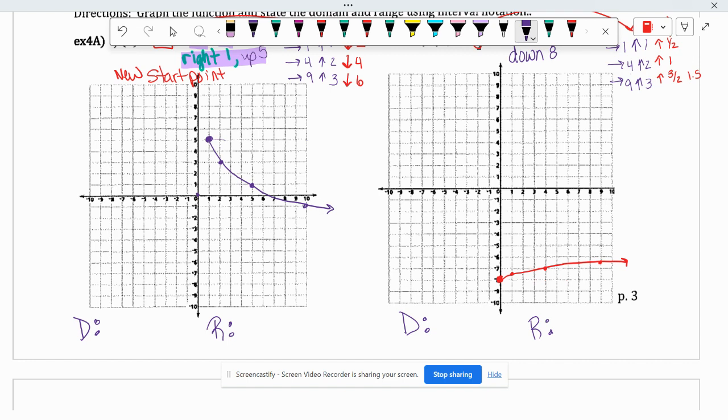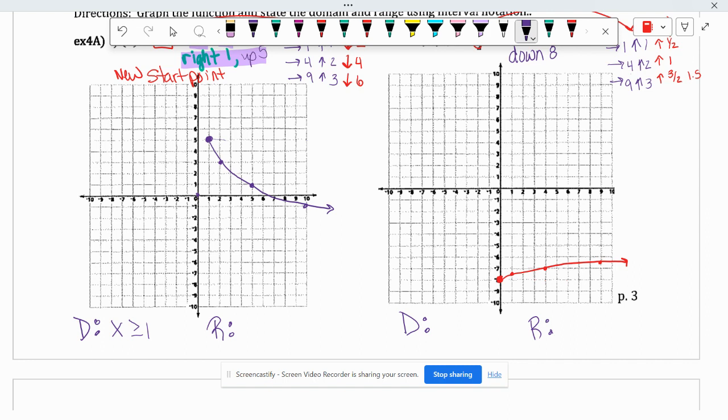What's the smallest x value that you see? What's the smallest x value? Say it. 1. Yeah. So that means that x has to be greater than or equal to 1. If it's anything less than that, it's going to give me a negative number in the radical.